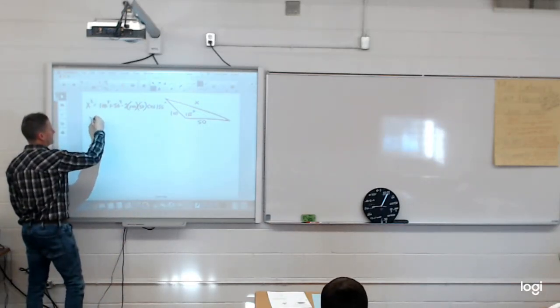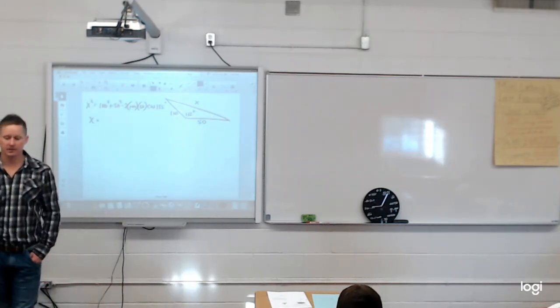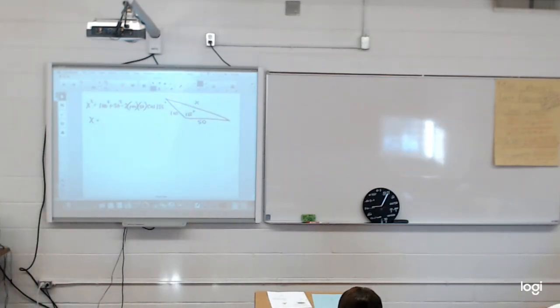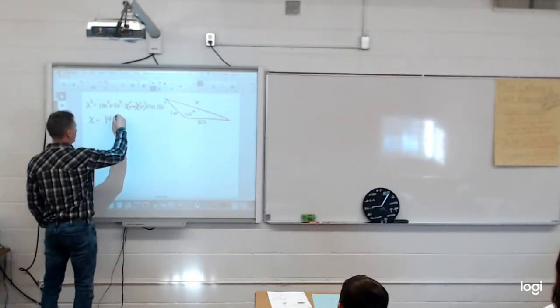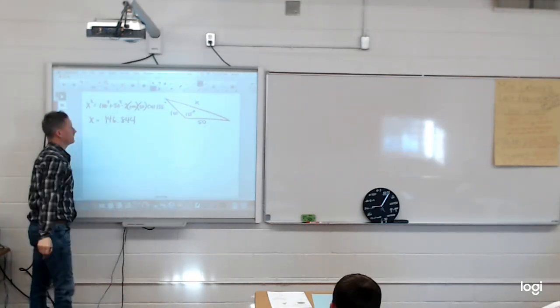What do I have to remember to do in this one? Square root it. Let's use our calculators and punch it in so that we know what we're doing. So second function square root, and then 100 squared plus 50 squared minus 2 times 100 times 50 times cos 155. Close your bracket. 146.844. Perfect, thank you.